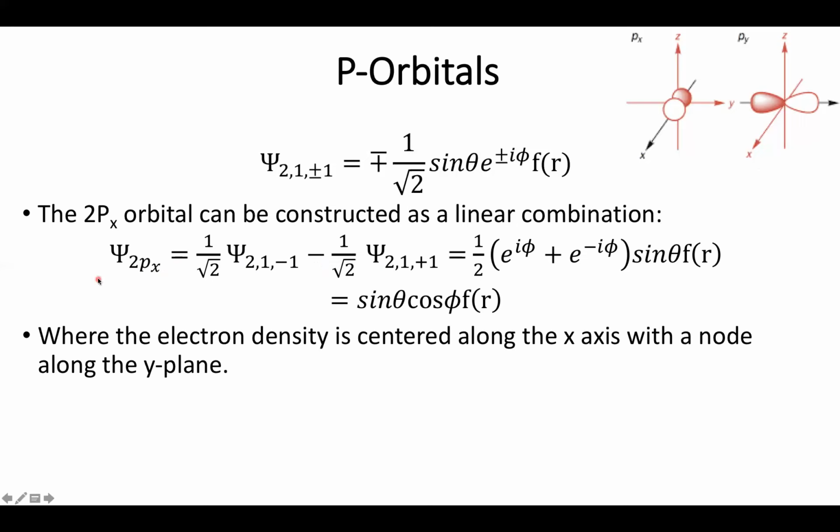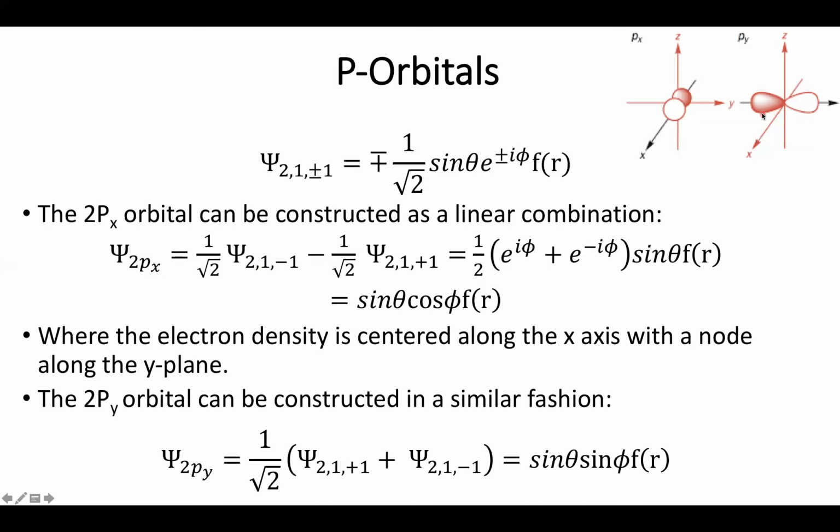However, just as we were able to generate a 2px orbital, we can also generate a 2py orbital. The linear combination is just a little bit different. Instead of subtracting out our e to the minus i phi, we're just adding the two functions together. When we do this, we end up with a wave function based on sine theta and sine phi. And we're going to have our maximum probability density pointing along the y-axis.